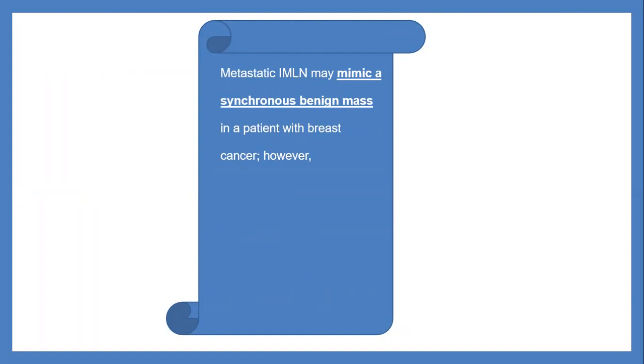Metastatic intramammary lymph node can also mimic an asynchronous benign mass in a patient with breast cancer. How can we differentiate? As in the first case we have seen, there was no fatty hilum on mammography. The fatty hilum was not very clear unless we do ultrasound. It was not very typical. It was only an isodense nodule, mimicking a benign mass. How can I differentiate this nodule? It could be a benign nodule or a lymph node.